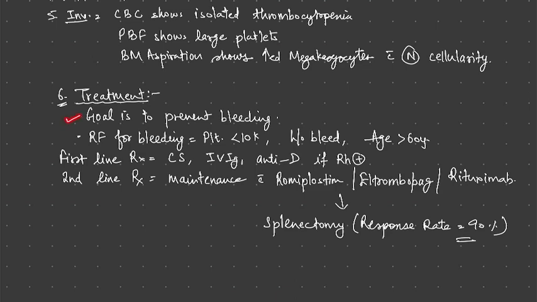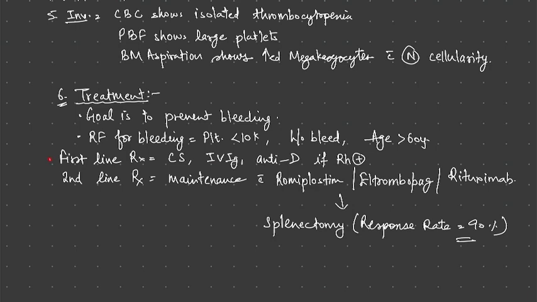Treatment. Our goal is to prevent bleeding, and risk factors for bleeding are an extremely low platelet count, less than 10,000 per microliter, personal history of bleed in the recent past, and age more than 60 years. First line of treatment is corticosteroids, IVIG, anti-D, right? Patient may or may not respond to these first line treatments. Mostly patients do not respond to these treatments.